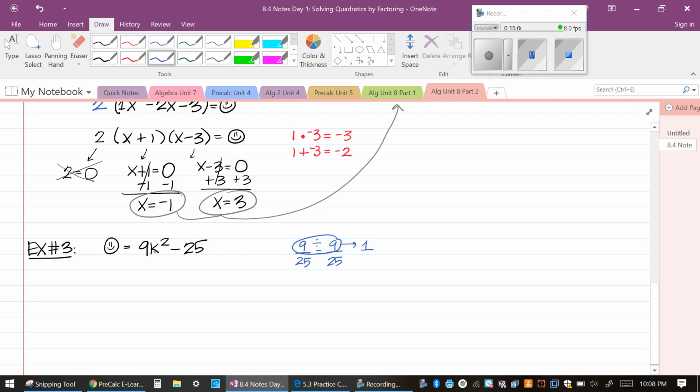So it doesn't seem like there's a GCF besides 1, but I do notice that it's a difference of squares. So I can factor it into two binomials, one with a plus, one with a minus. The square root of 9k squared is 3k.